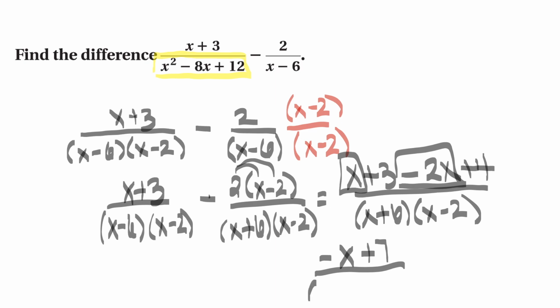Negative x plus 7 over x plus 6 times x minus 2. And so that's how we're finding common denominators, adding our numerators, simplifying, and canceling out any common factors that we see.